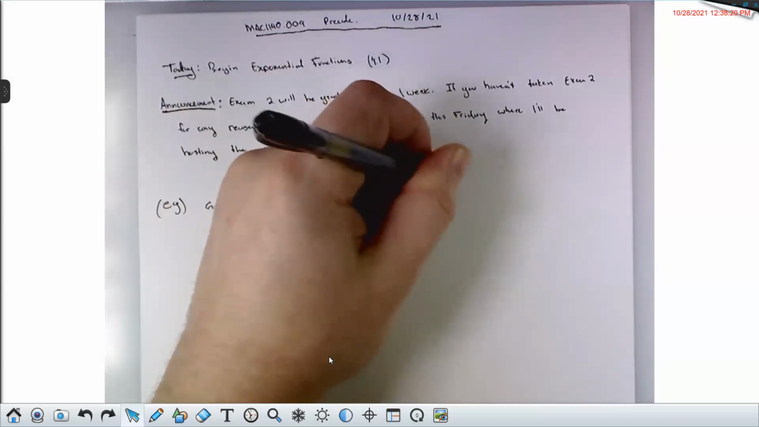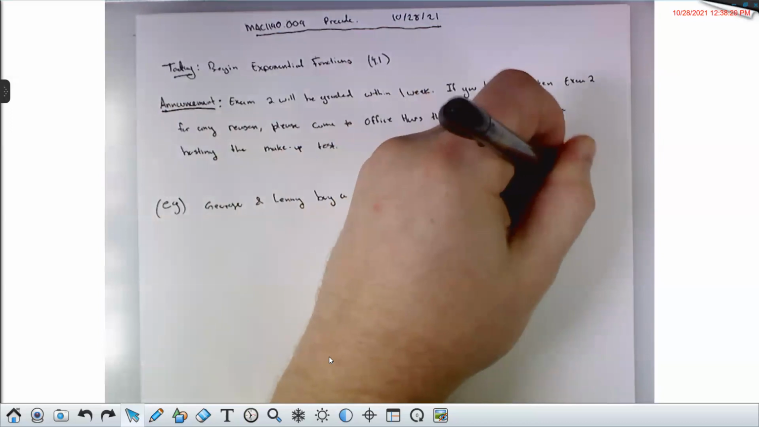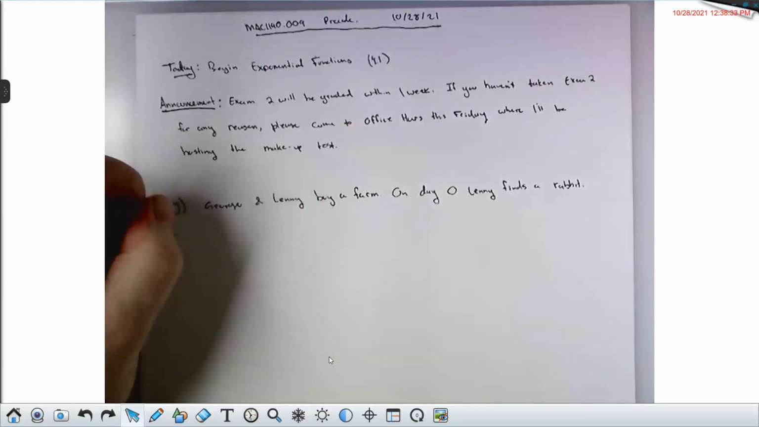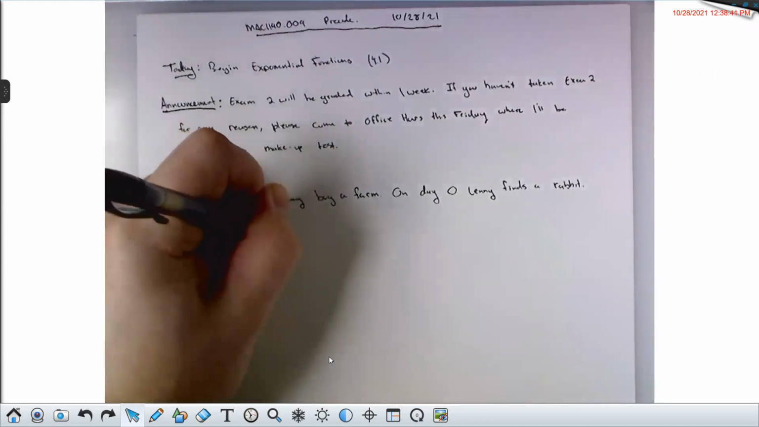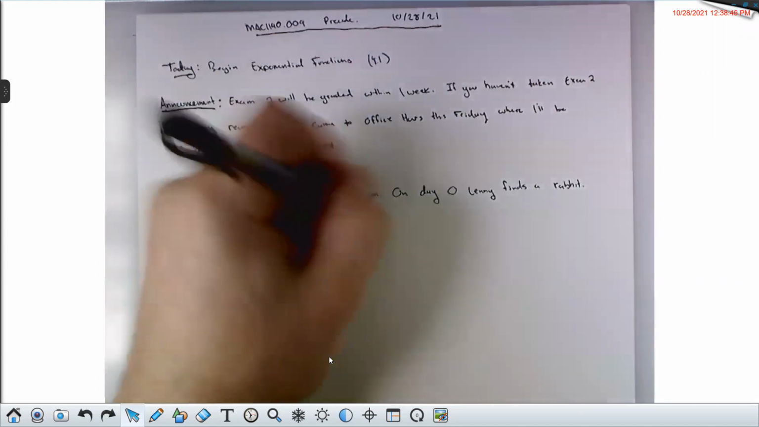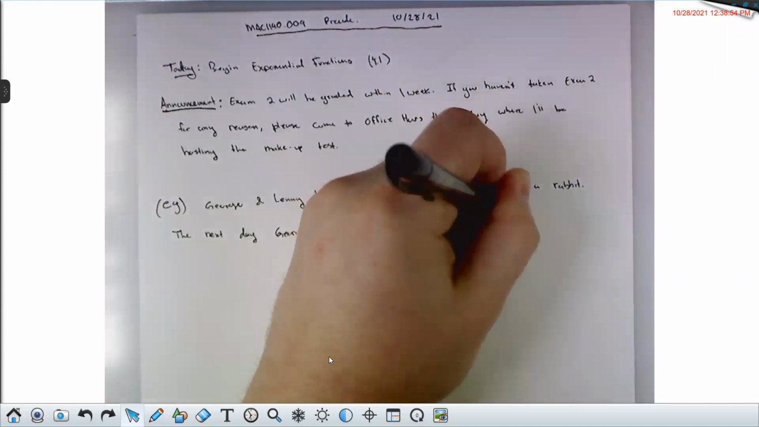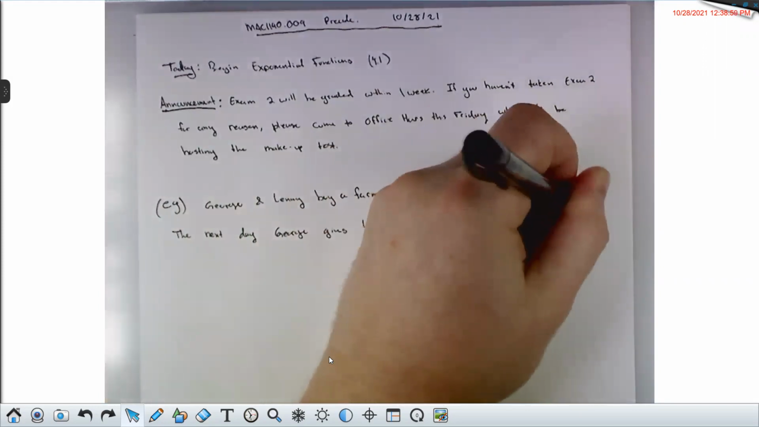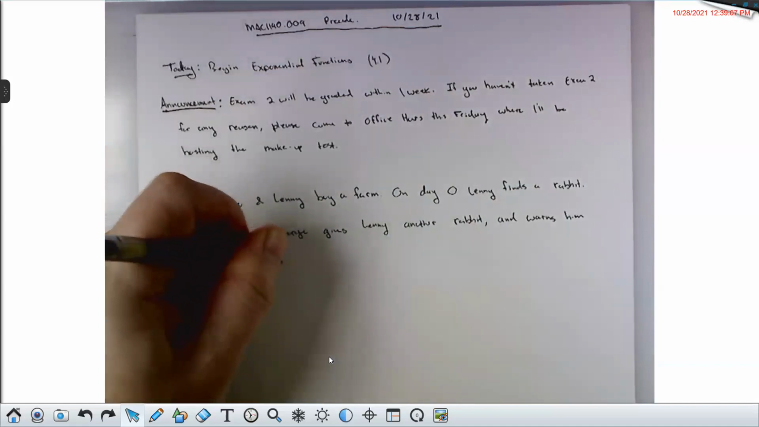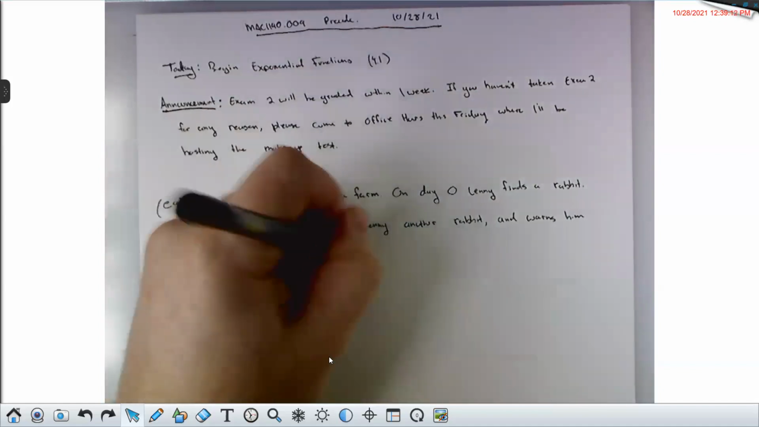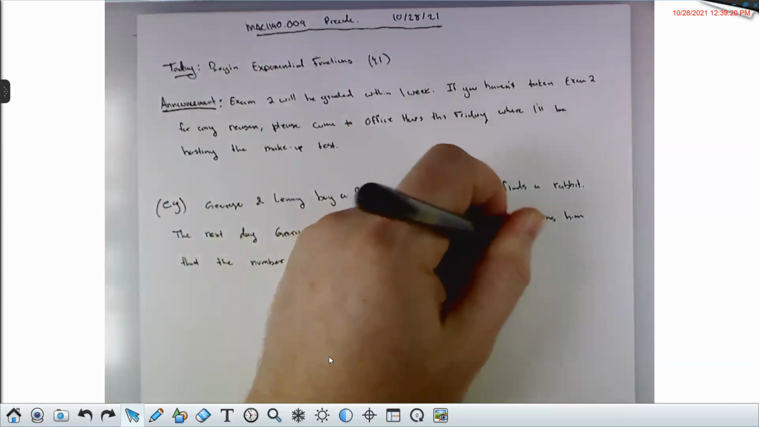On day 0, Lenny finds a rabbit. The next day, George gives Lenny another rabbit and warns him that every day after that, the number of rabbits will double. Rabbits being rabbits.